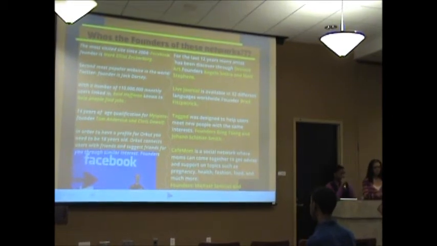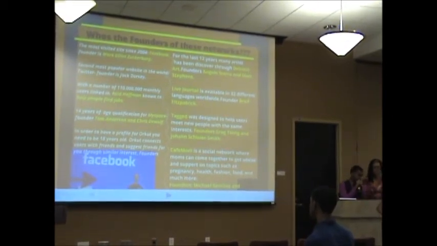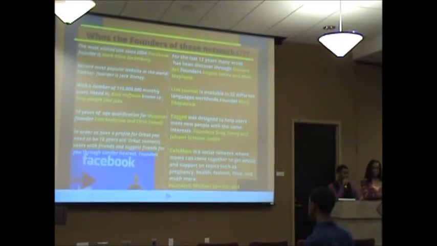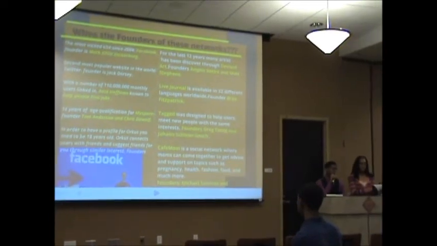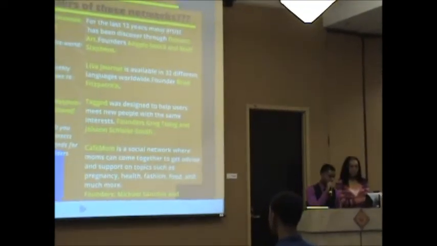In order to have a profile on Orkut, you need to be 18 years old. Orkut connects users with friends and suggests friends for you through similar interests. For the last 12 years, many artists have been discovered through DeviantArt. Founders Angelo Sotira and Matt Stinchcomb. LiveJournal is available in 32 different languages worldwide. Founder Brad Fitzpatrick. Tagged was designed to help users meet new people with the same interests. Founders Greg Tseng and Johann Schleier-Smith.